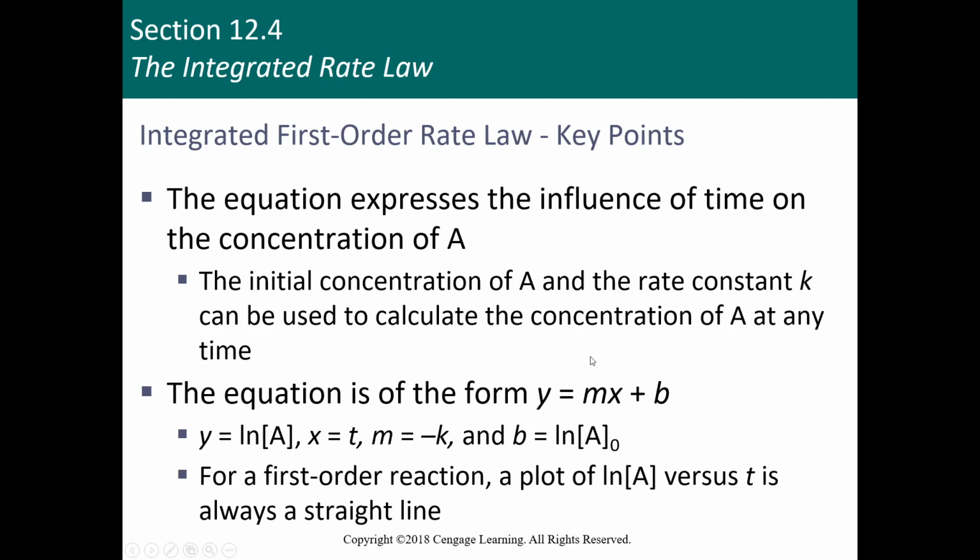So for first order, the natural log of A versus t always gives you a straight line, a linear equation. It'll always give you something that is a straight line.